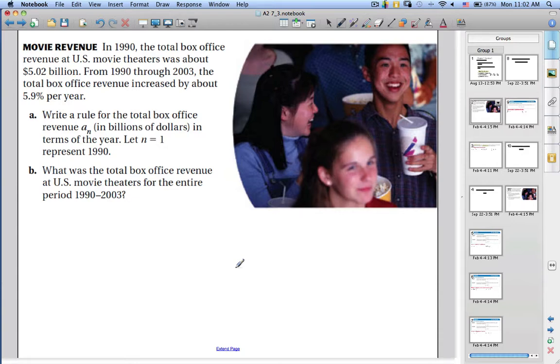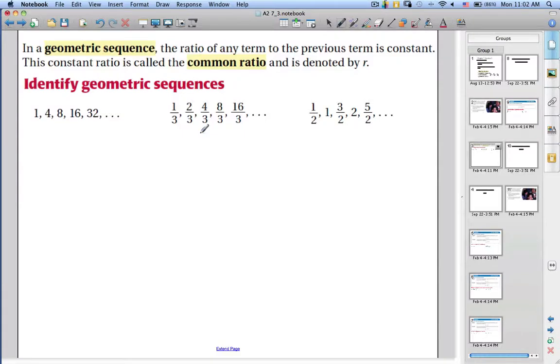Type of problem we might have for a geometric sequence would be something like this, where we know that we have box office revenue that starts at a certain value, and for a range of time it increases by a certain amount per year. So this is a geometric type of function. By the end of the lecture, I'll show you how to do an authentic problem like this. But in the meantime, let's make sure we can do the basic skills.